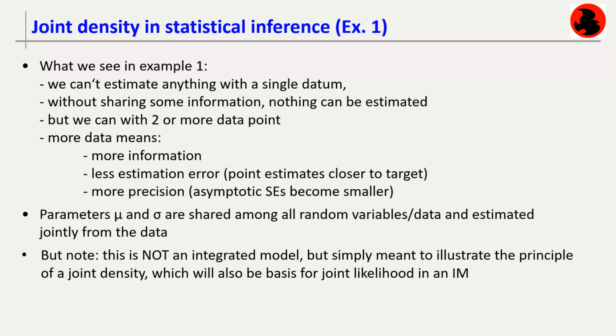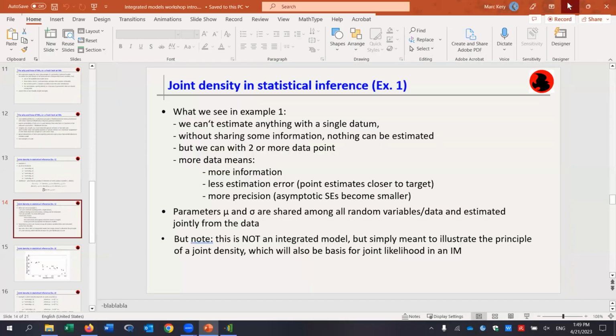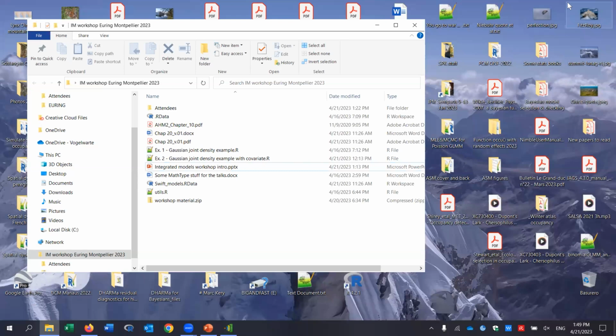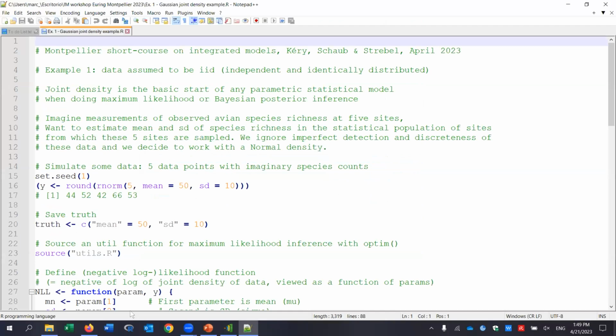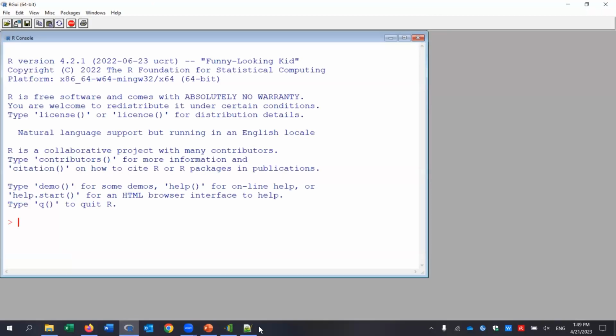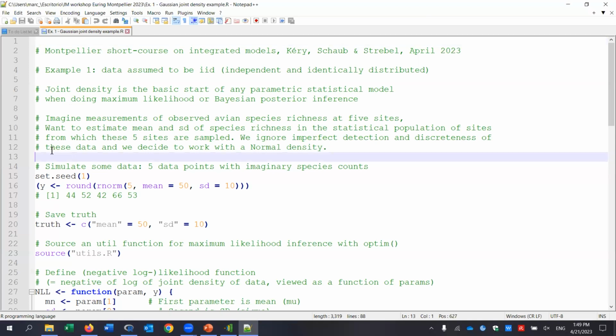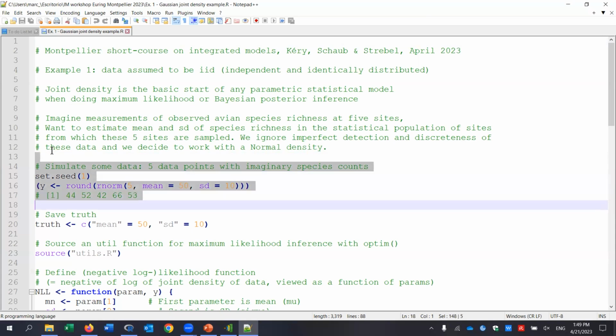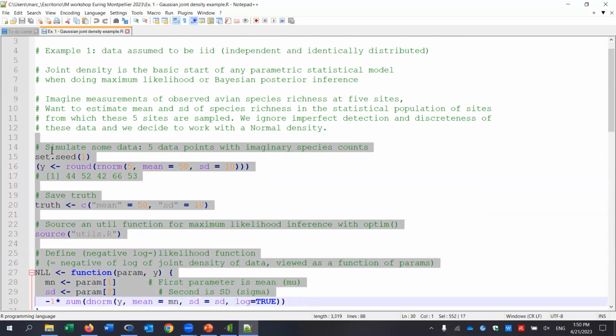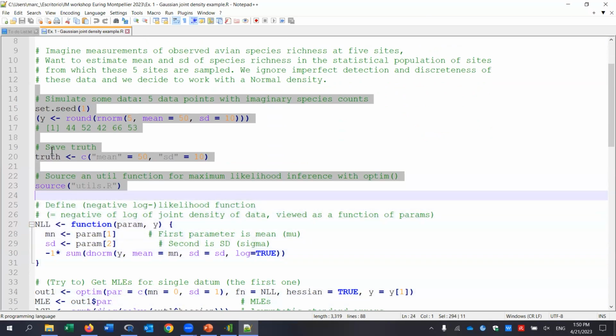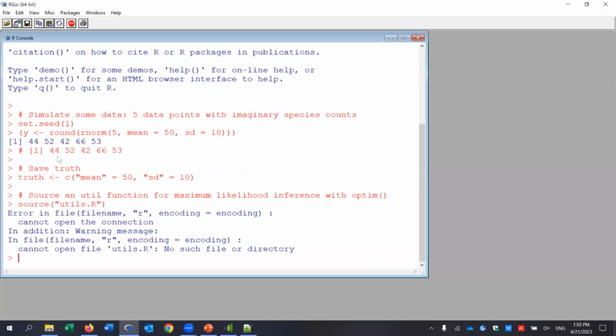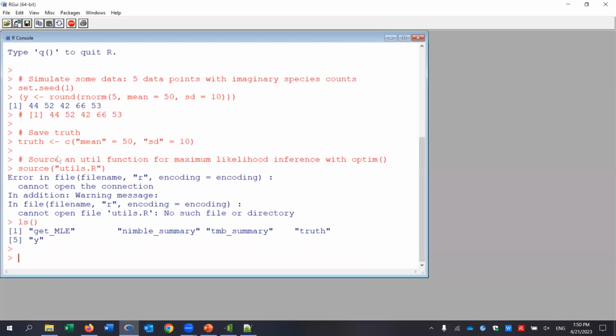Yeah, and so I want to show something here. Okay, I still have a little bit of time. So I'm going to simulate some data. Interesting. Yeah, I think it should work still.